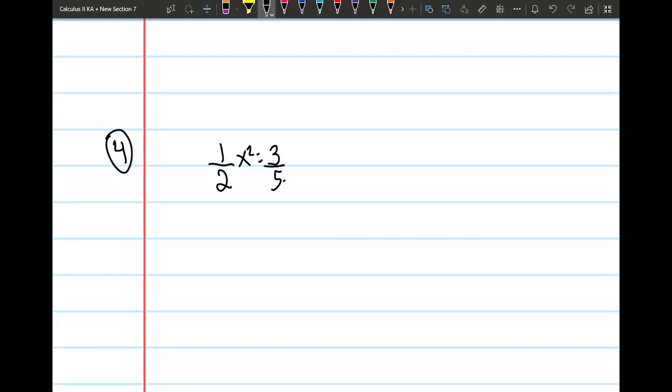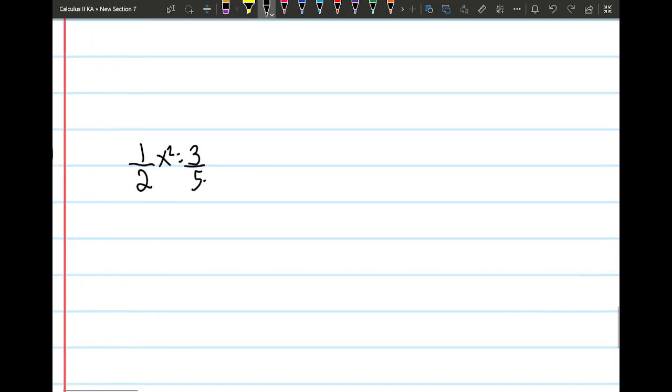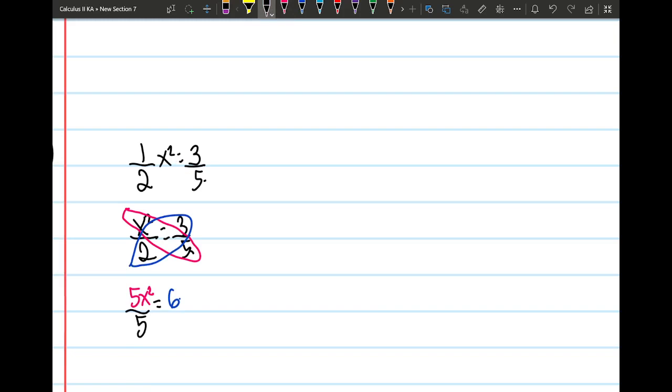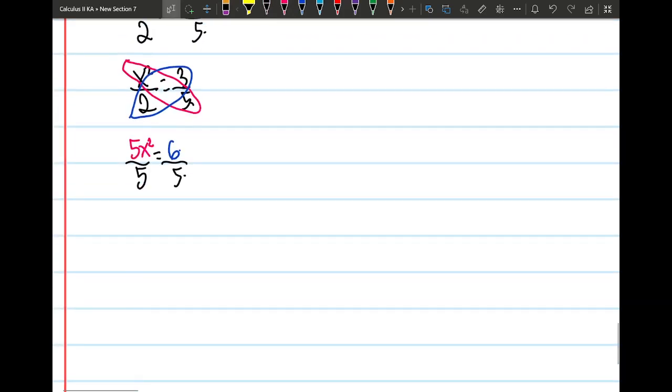Okay. Now, there are 2 ways to do this. One of the ways you can do this is x squared over 2 equals 3/5. And then just cross multiply. So 5x squared is equal to 2 times 3, which is 6. And then you would just divide both sides by 5. And then from here we have x squared equals 6 over 5.